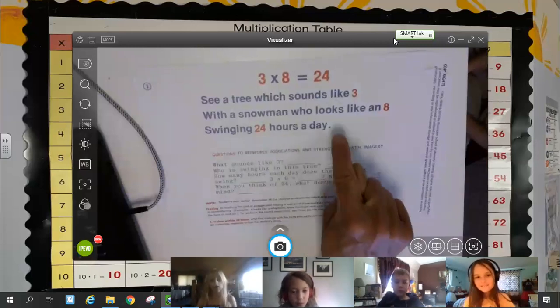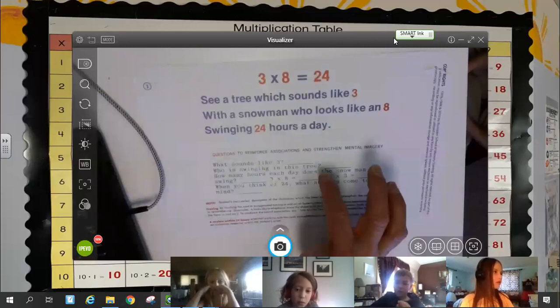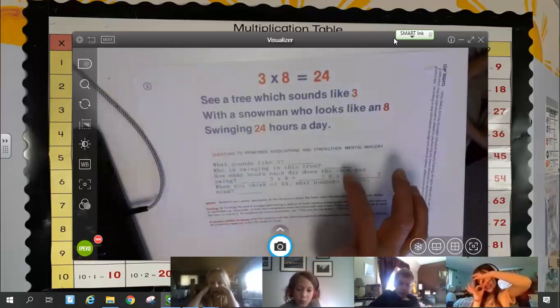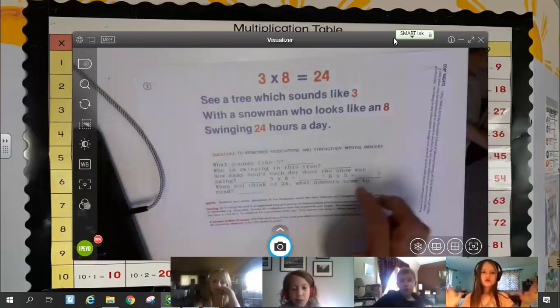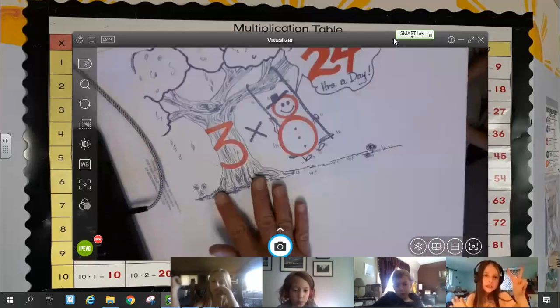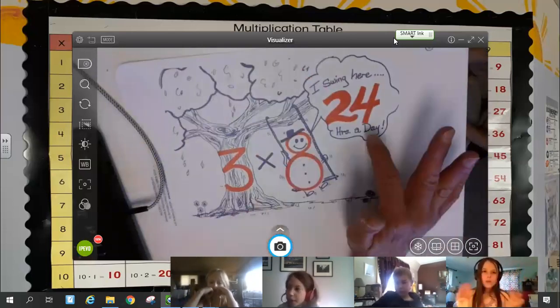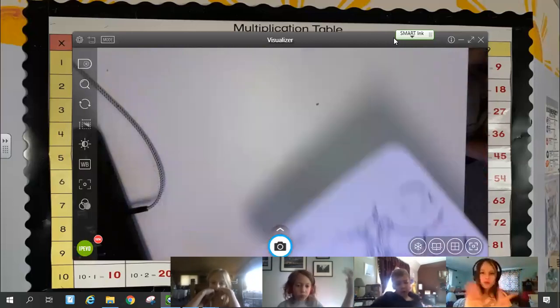What sounds like 3? Tree. Who is swinging in this tree? Snowman that looks like an 8. Good job. How many hours each day does the snowman swing? 24 hours. Let's say it together. 3 times 8 equals 24.